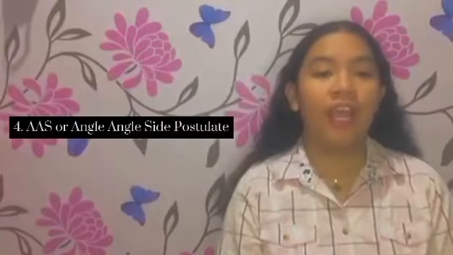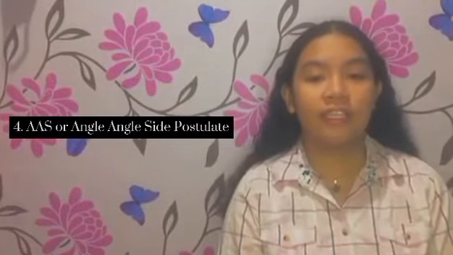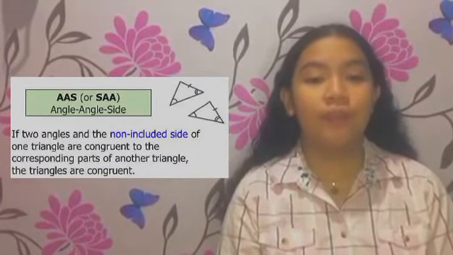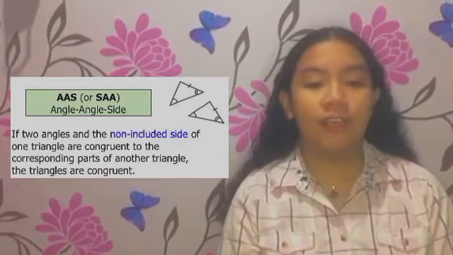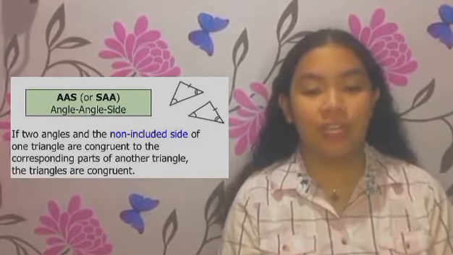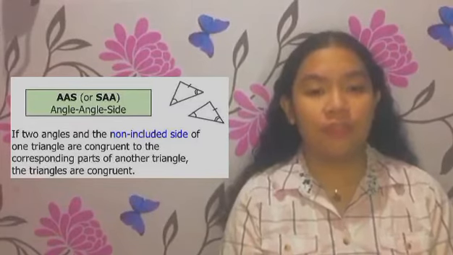Number 4. AAS or angle-angle-side postulate. The angle-angle-side theorem says if two angles and the non-included side of one triangle are congruent to the corresponding parts of another triangle, the triangles are congruent.